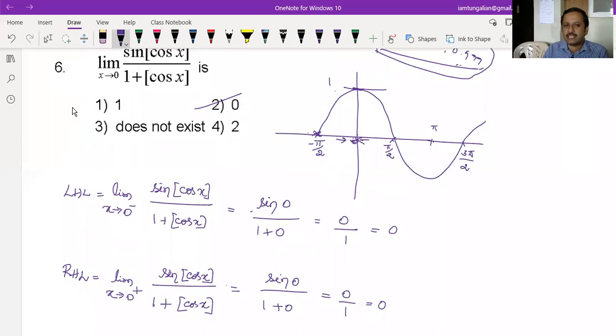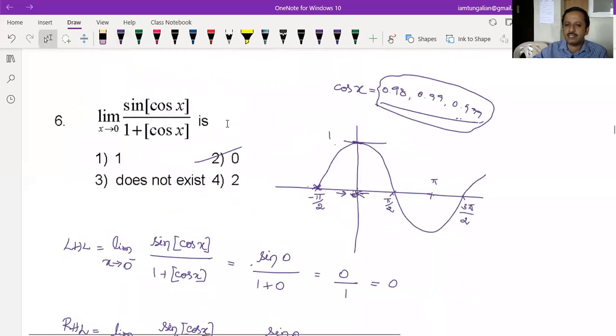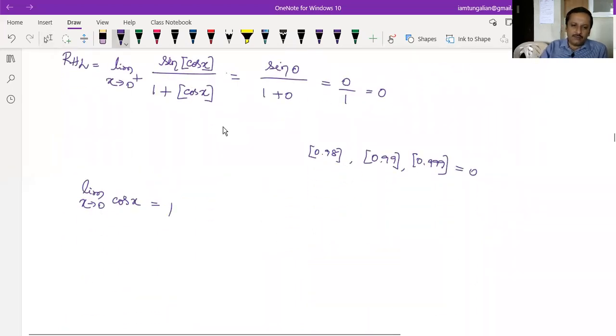See, it is not the limit as x tends to 0 of cos x. If you have limit as x tends to 0 of cos x, this is always equal to 1. When x approaches 0 from left side or from right side, cos x is approaching 1. Therefore, limit as x tends to 0, cos x is equal to 1. But if you think of limit as x tends to 0, step of cos x, this will be equal to 0.